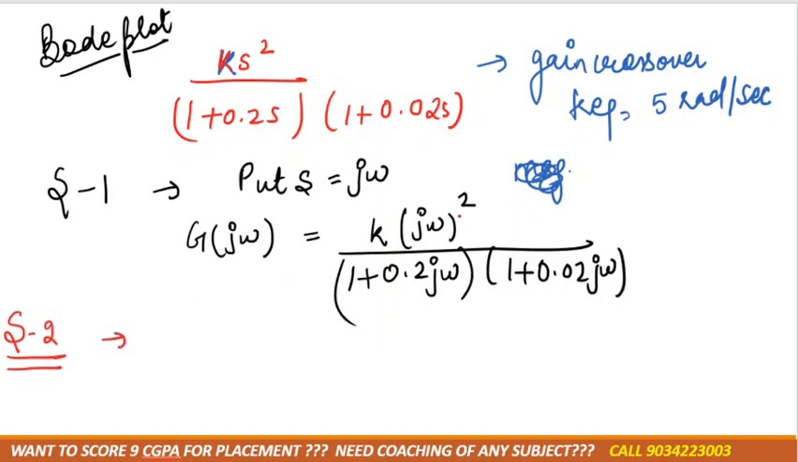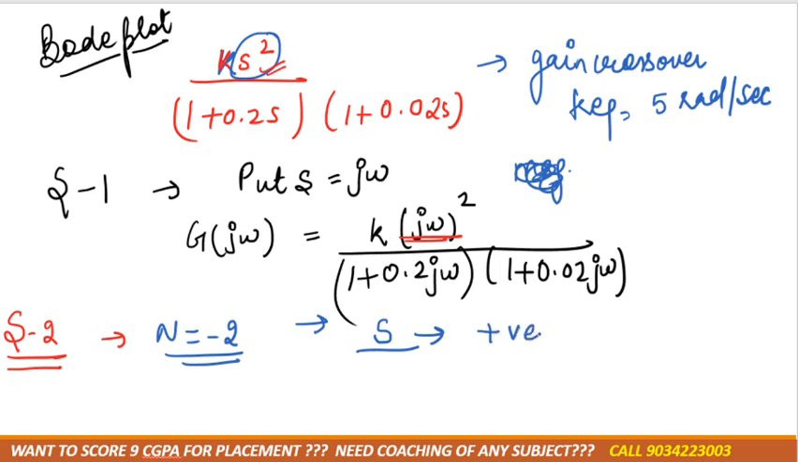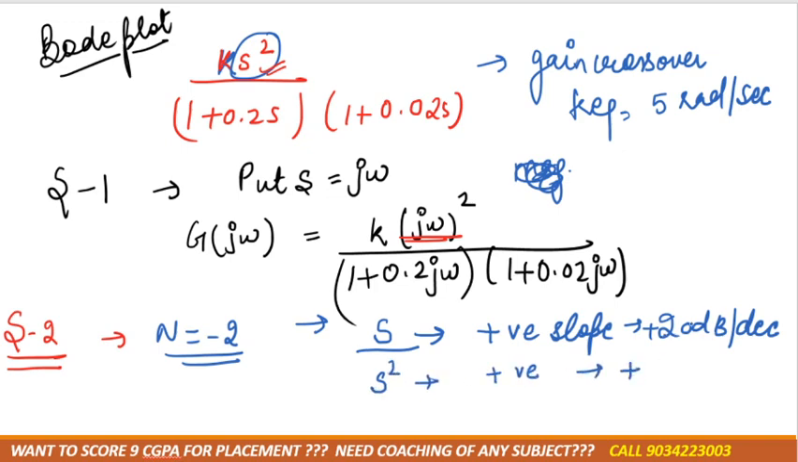Step number 2, as you can see that s square is in the numerator, right? If it would be s square in the denominator, then we'd write the type of order as 2, but here it is in the numerator. So the value of n is equal to minus 2, correct? And I told you if s is in the numerator, then we'll have a positive slope. Positive slope is how much? Plus 20 dB per decade. Now you can see it's s square, so again we'll have positive slope, but for that plus 20 is how much? Plus 40 dB per decade. Okay, understood?